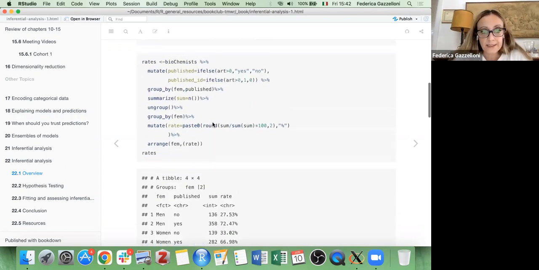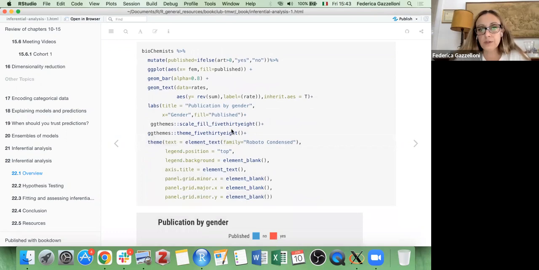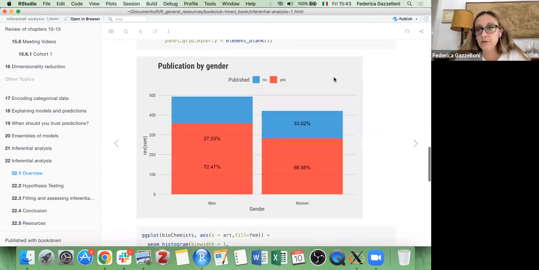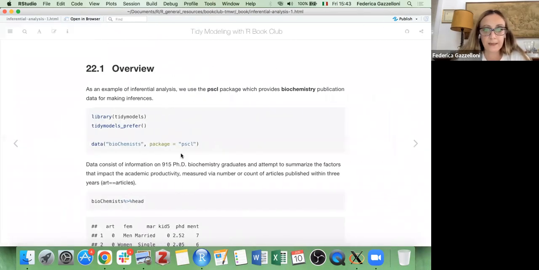As you can see, men who have not published are about 30%, 27%, 28%, while men that have published are 72%. Women with no publications are 33%, so slightly more, and women that have published are 77%, so slightly less. So here is the plot. I don't know if you want, maybe later we can, if we have some spare time about that.